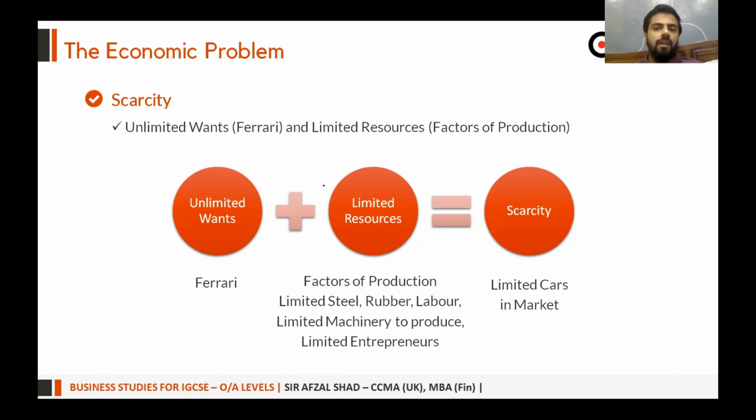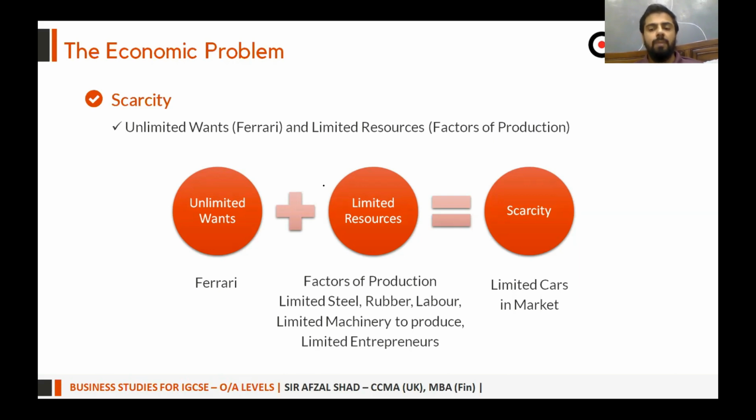Think about a Ferrari versus a Toyota Corolla. The number of Ferraris produced in a month will be far fewer than the number of cars produced by Toyota Corolla or Honda or Suzuki. What is the reason behind that? They are producing more because the cost of the thing is less. We'll discuss this element in the next chapter as well. So right now, scarcity is something where we have unlimited wants, but very limited resources to meet those unlimited wants.